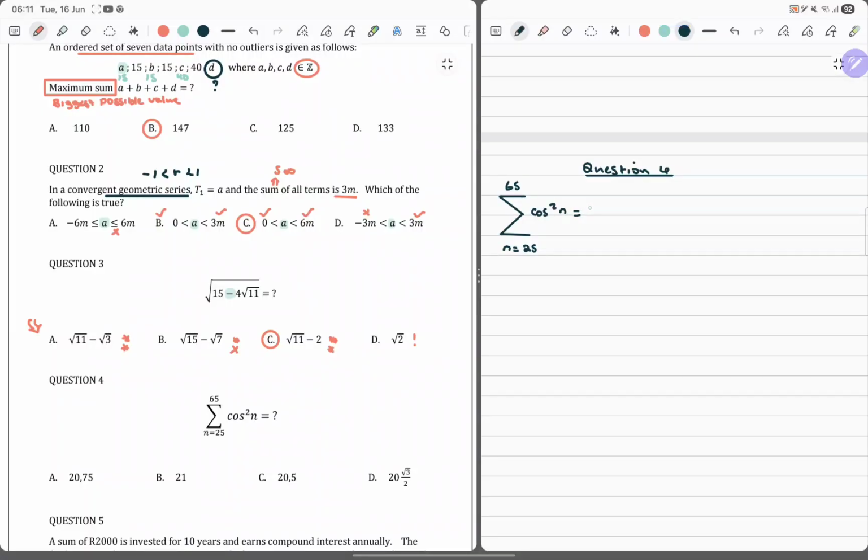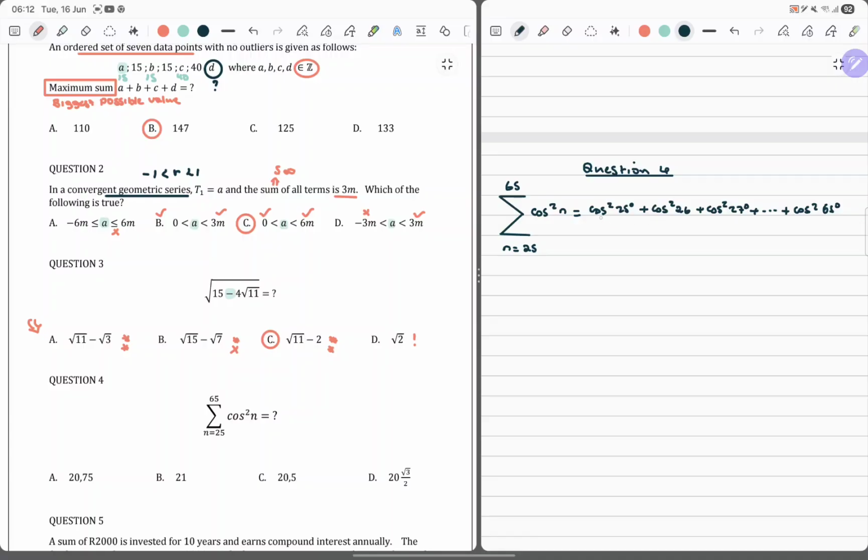We always expand to at least 3 terms. So this is going to be cos squared 25 degrees. This can only be an angle. Sigma means plus. Cos squared, we increase the angle by 1, 26, plus cos squared 27 plus. Now always when the last term is known, do it as well. Cos squared 65 degrees. Okay. So this is essentially our series.